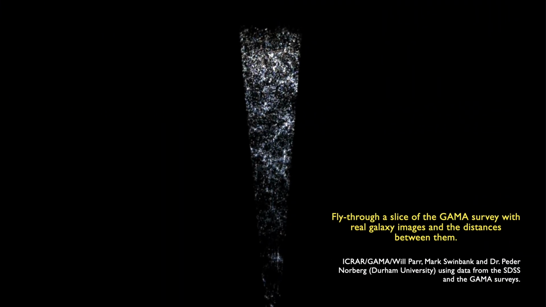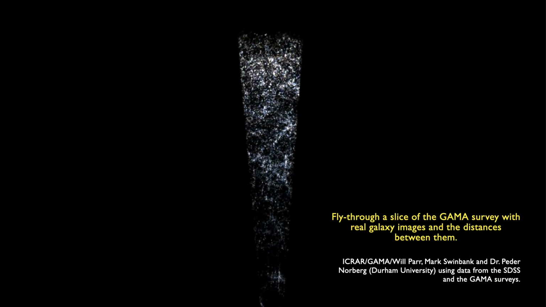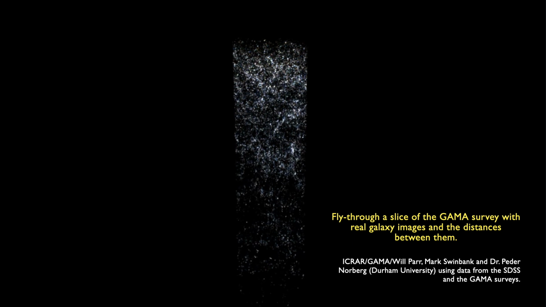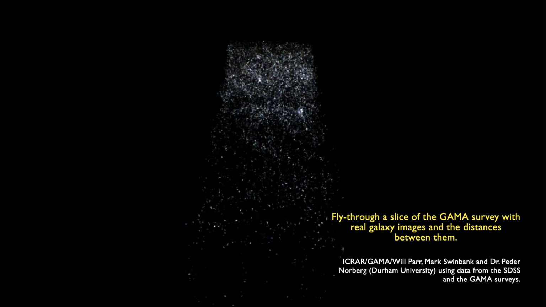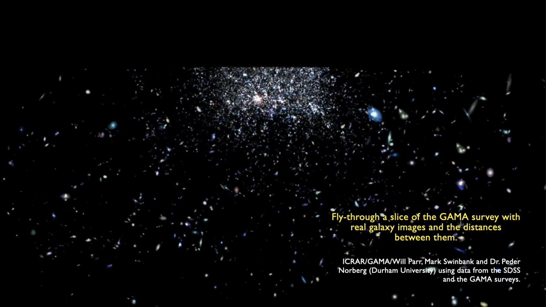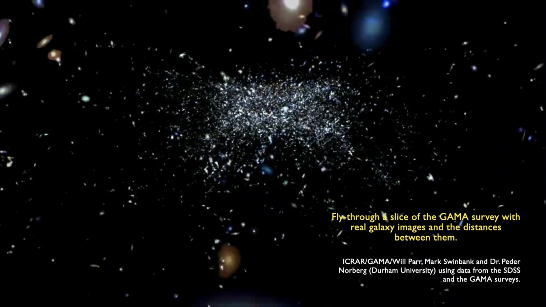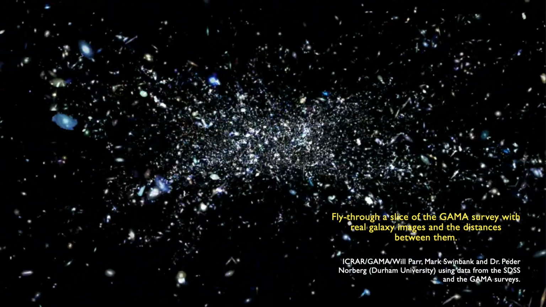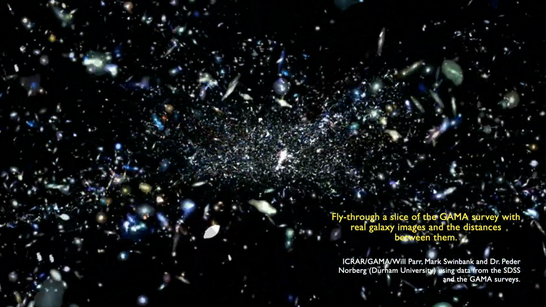Here, you are witnessing the simulated journey through a small region of space covered by the GAMA survey. The GAMA, or Galaxy and Mass Assembly Survey, is one of the largest multi-wavelength datasets assembled for astronomy. This fly-through shows the real positions and images of the galaxies. Here, the distances are to scale, but the images of galaxies have been enlarged for ease of viewing.